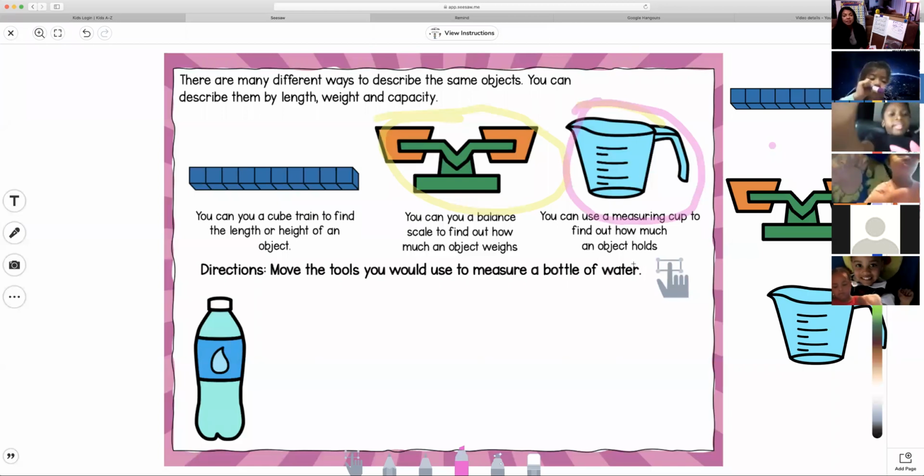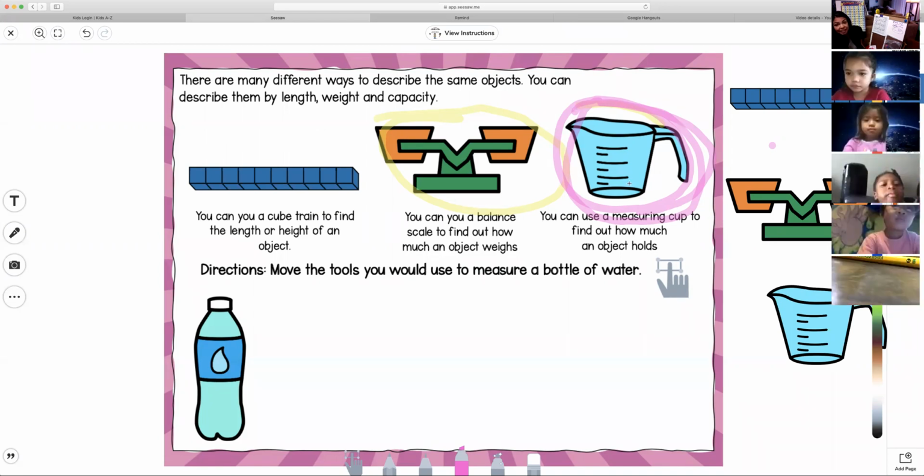All right, if you see here, it says you can use a measuring cup to find out how much an object holds. Has anyone ever seen this one here? Where do you usually see this? In the kitchen. In the kitchen.